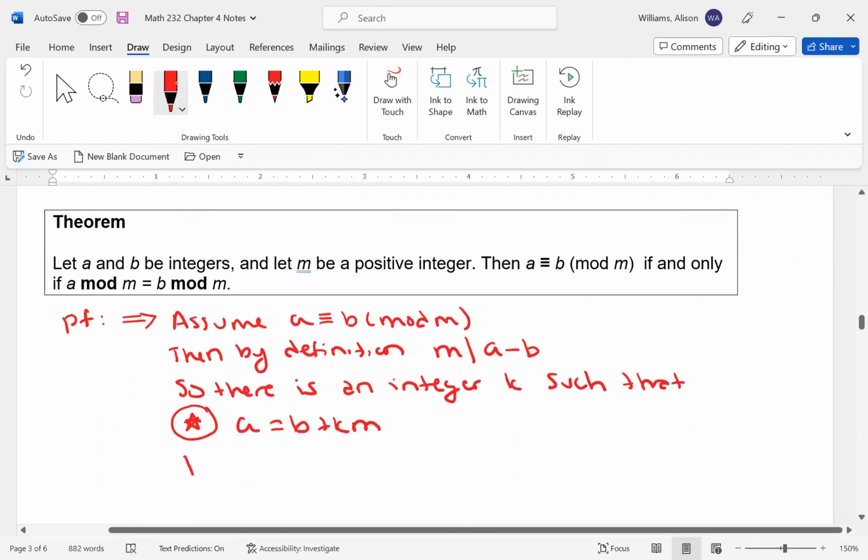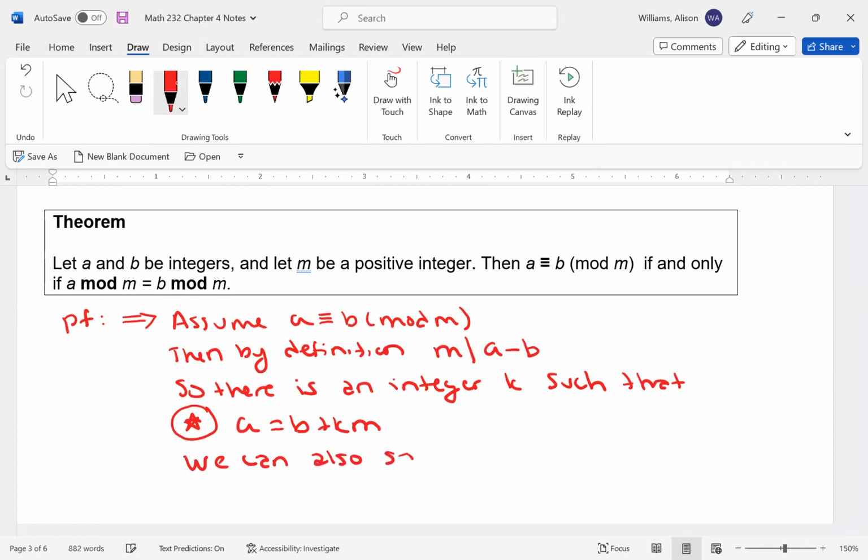All right. We can also say, by the division algorithm, though you don't have to state that it's the division algorithm.